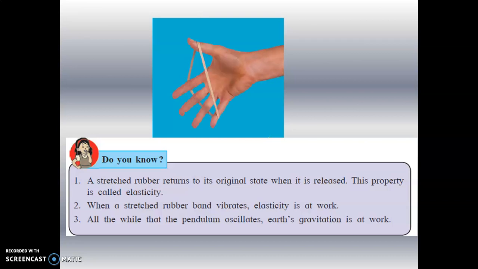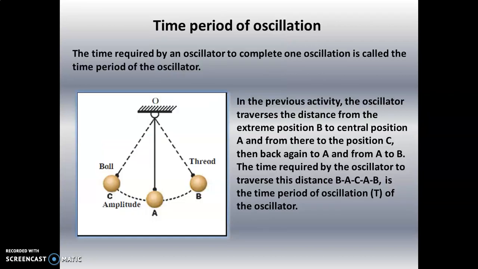All the while that the pendulum oscillates, Earth's gravitation is at work. You all know the gravitational force of Earth acts on each body. So whether the pendulum is oscillating or not, the gravitational force is acting on it. Now, next we go to the time period of oscillation.